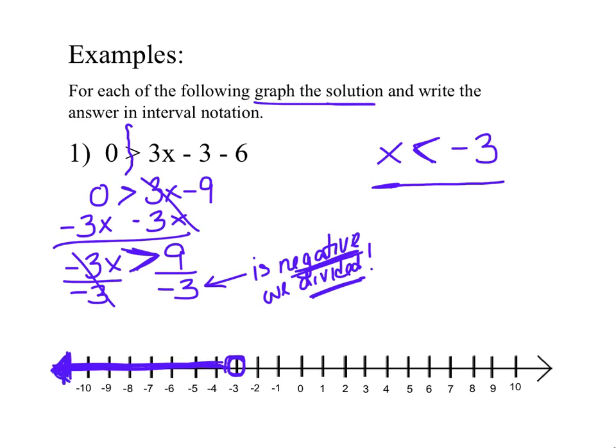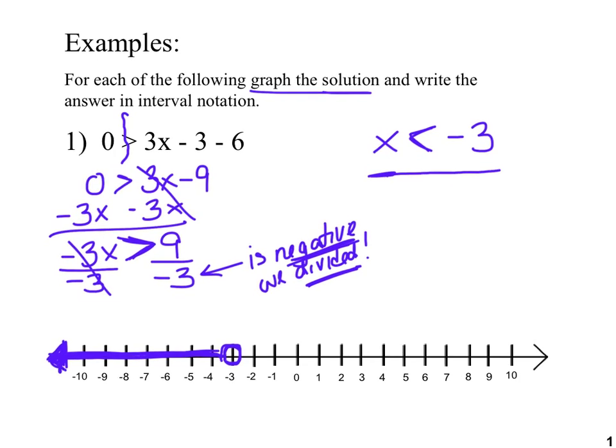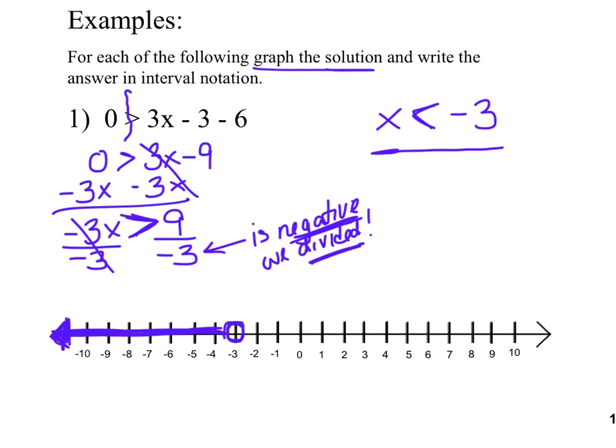Okay, and then finally we do our interval notation. So the interval notation is, remember, start with the left side. So the left side is a giant arrow, so that would be negative infinity. The right side is negative 3. Negative infinity is always a parenthesis, and an open circle is always a parenthesis. So this is our interval notation.